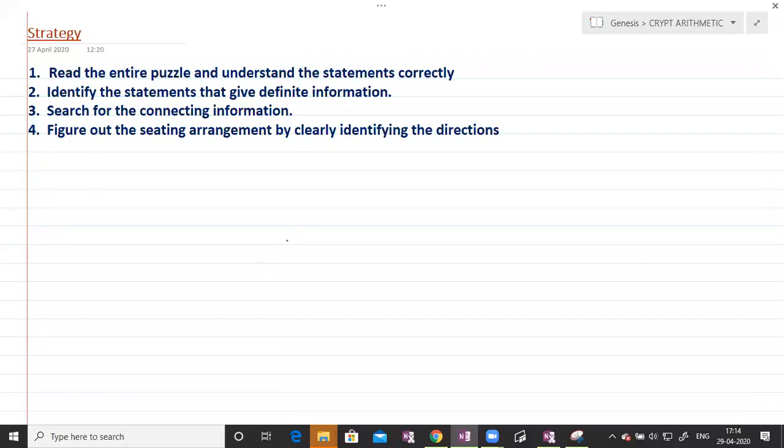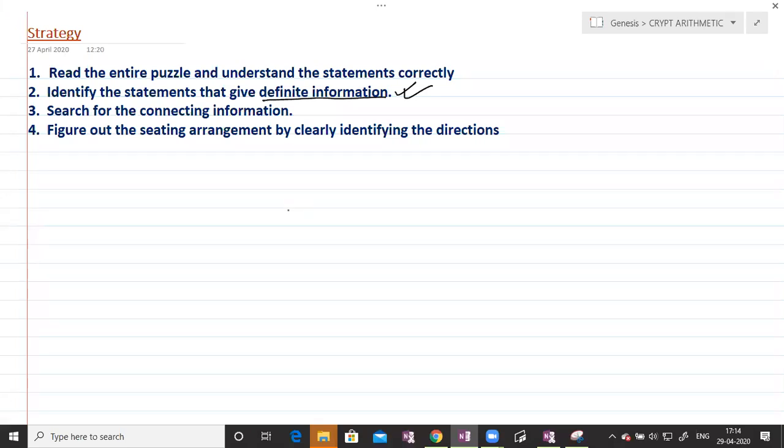A very, very important strategy is to identify the statements that give definite information. Definite means you should find the statement which gives the independent clue, the complete and definite information. So we can block that position first.